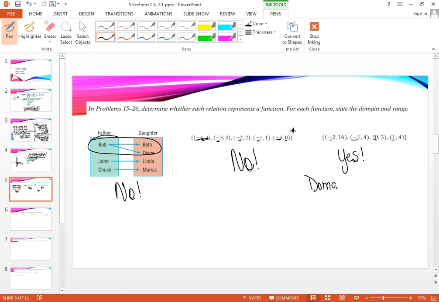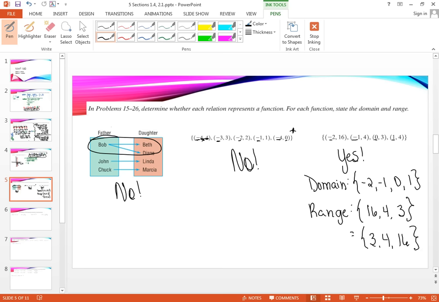And if they say, what's the domain? And they give you the set of ordered pairs, you're going to pull off all of the x values from the ordered pairs, preferably write them in order. So -2, -1, 0, 1. For the range, do the same thing. Pull off the y values. Now, they're not in order when I first pull them off. I get a 16, a 4, a 3. Then the 4 repeats, so I don't have to write it again. Put them in order. So 3, 4, 16, just to put it in a nice form.